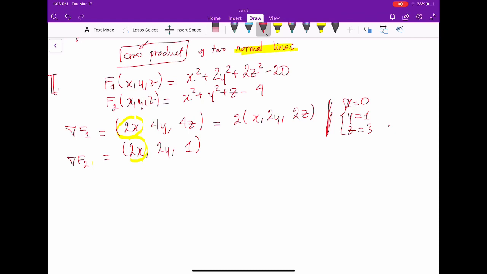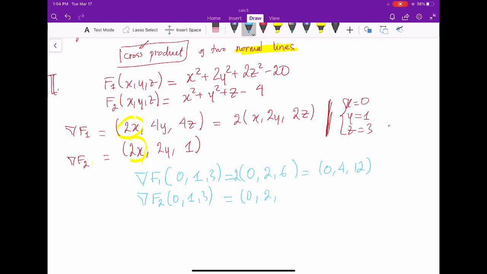So I have the gradient of f1 at 0, 1, and 3 is just equal to 0, 2 times 0, and then 2, and then 6, or that is just 0, 4, and then 12, right? Another one is the gradient of f2 at 0, 1, and 3. The gradient of f2 is equal to 0, 2 times 1 is 2, and 1 is just 1.